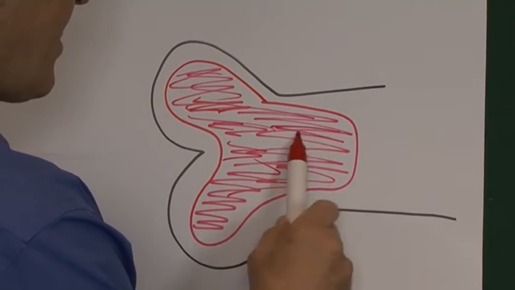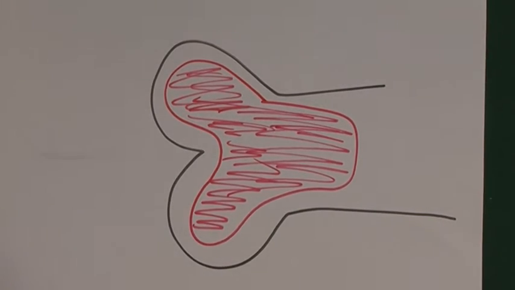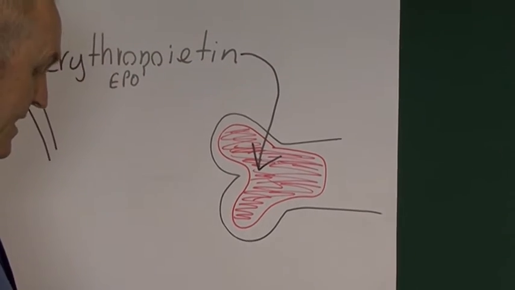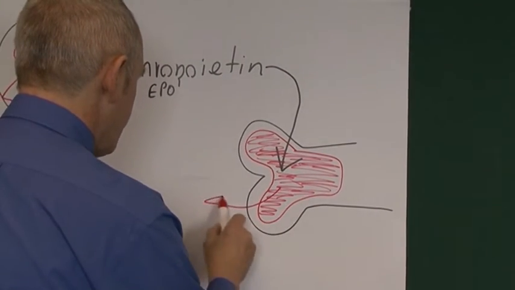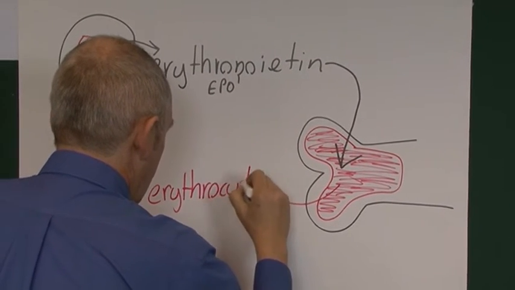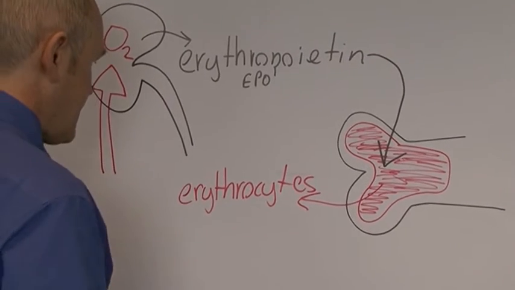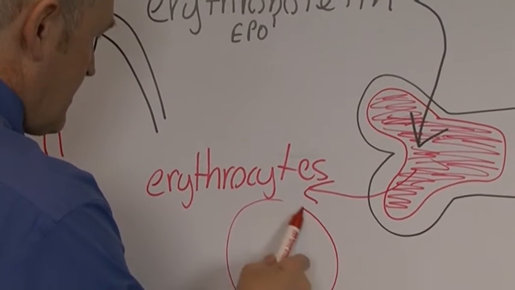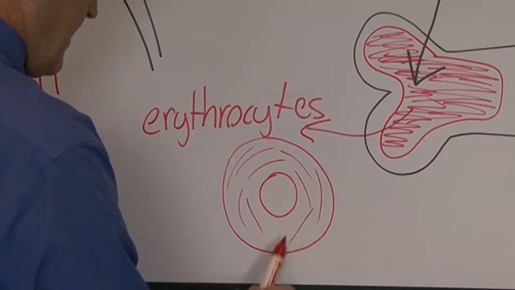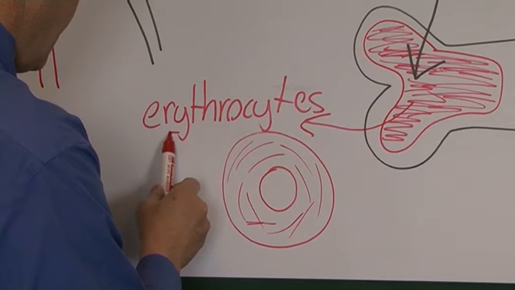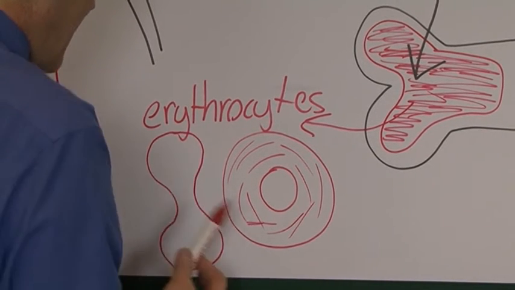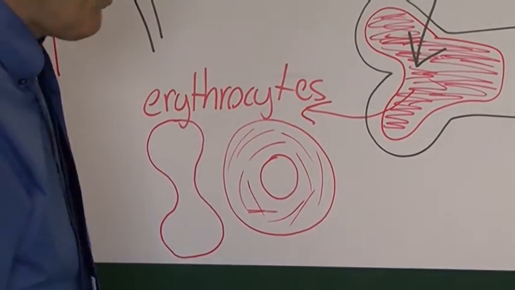Most of the cells produced by the red bone marrow are the red blood cells. So the erythropoietin stimulates the red bone marrow. And it stimulates the red bone marrow to produce more erythrocytes, the red blood cells. Remember, these are biconcave discs. They're darker on the outside. They're lighter on the inside, because if you look at them from the side, they're biconcave discs. This makes them flexible so that they can squeeze through small capillaries.